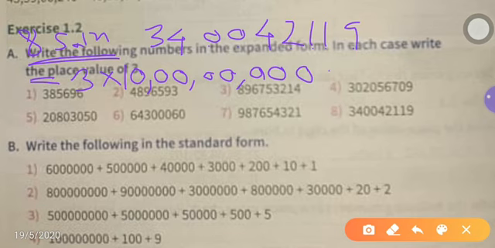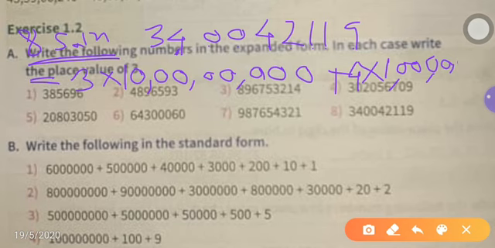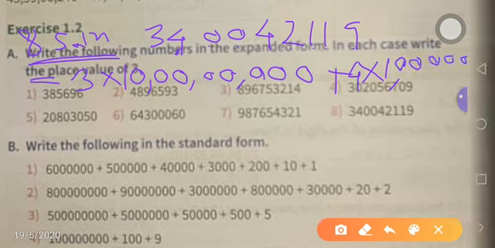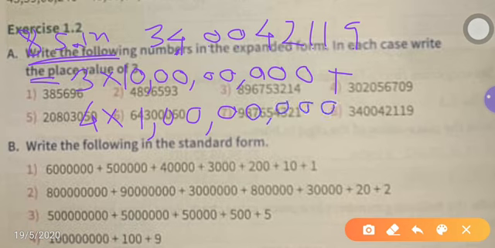Okay. So after that, 4 is in which place? This 4 is in crores period. So 4 into 1 crore. Okay. 1 crore. In 1 crore, how many zero will come? 3 zero. Okay. Plus 4 into 1 crore, okay, 0, 0, okay, 4 into 1 crore. After that, next lakhs and 10 lakhs place, 0 is given, so we don't have to write anything.